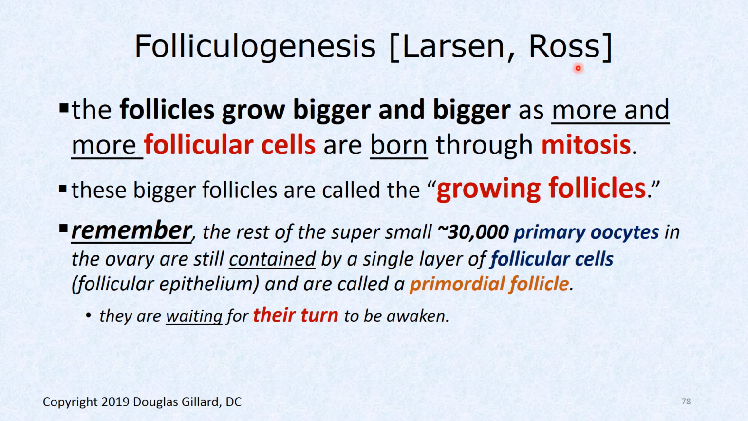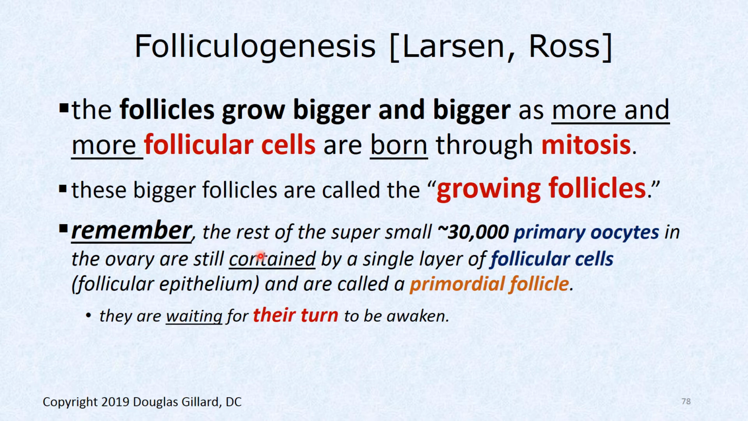Larsen, Ross, Carlson. Once you get more than one layer, you call the follicle a growing follicle. Growing follicles have two types. One's a primary, one's a secondary. So really, once a primary follicle starts, you have yourself a growing follicle.